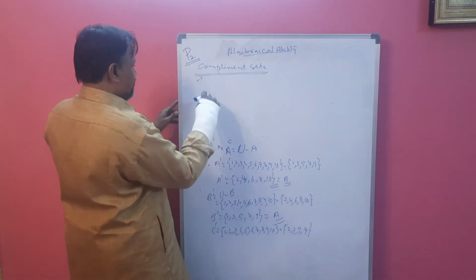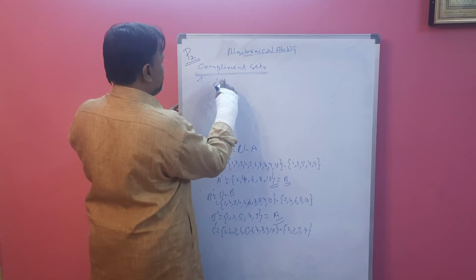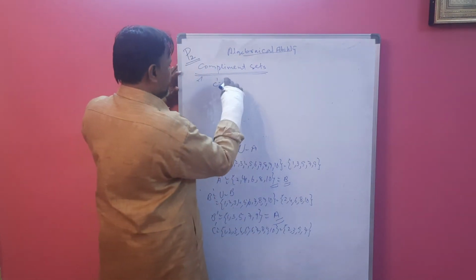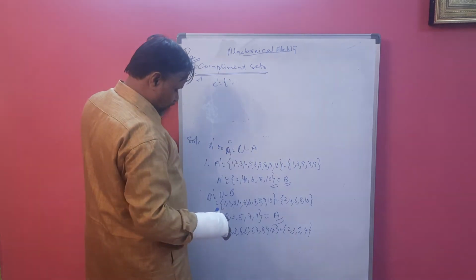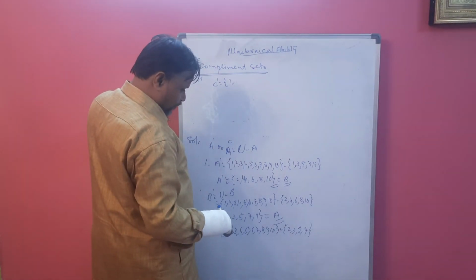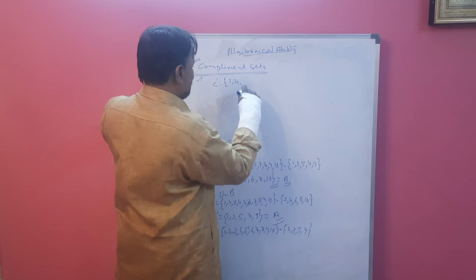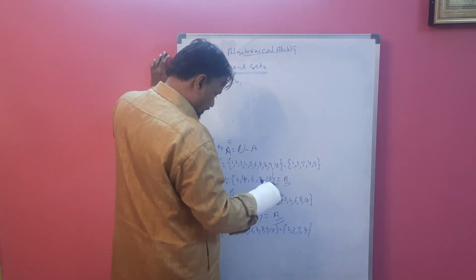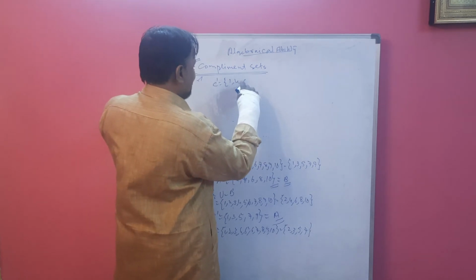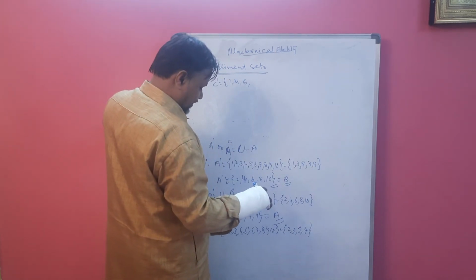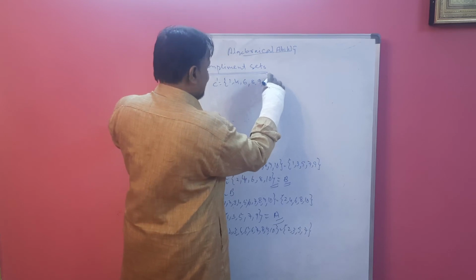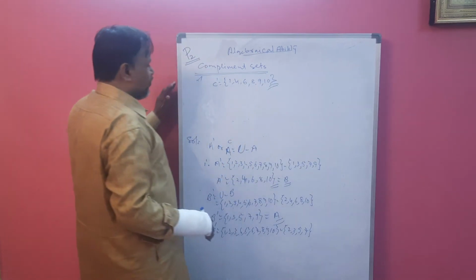Now take the complement of C. C complement is what? C complement is 1. 1 is left because 2 gone. 3 is gone. 4 left because it's not a prime number. 5 gone because 5 and 5 is there. 6 it's left. 7 is gone. 8, 9 and 10. So these are C complement.